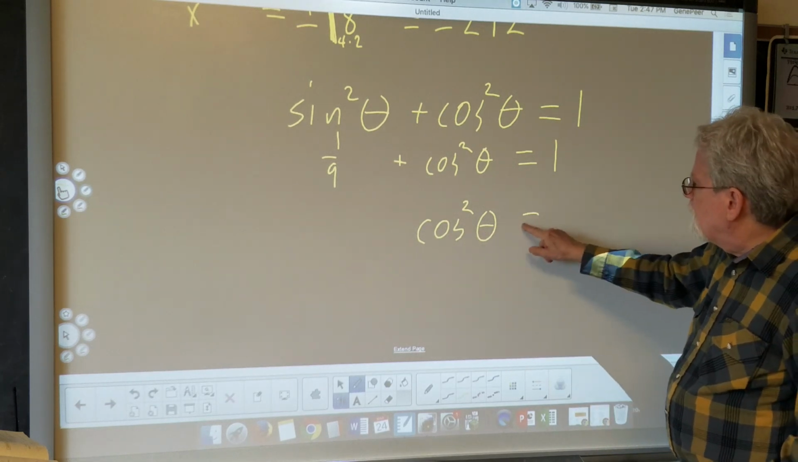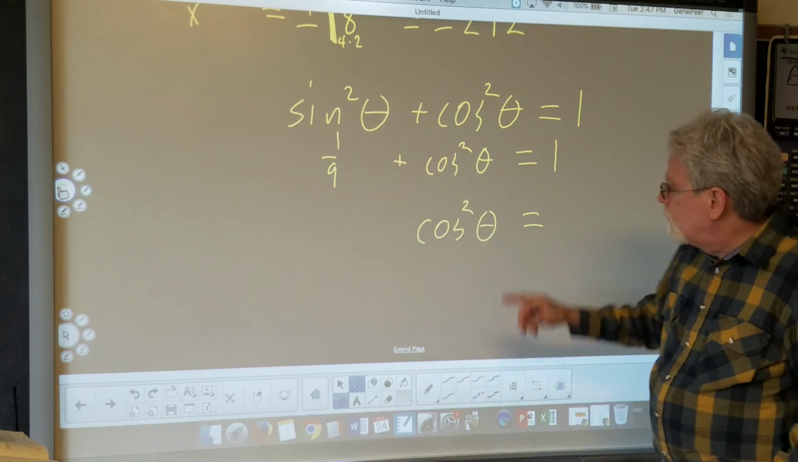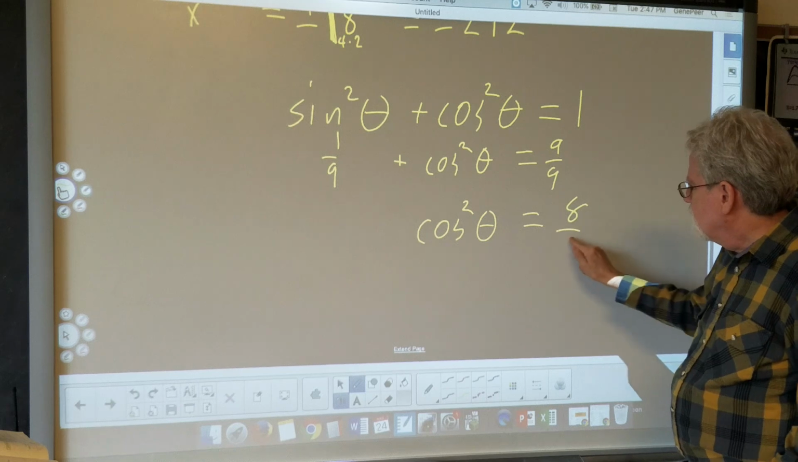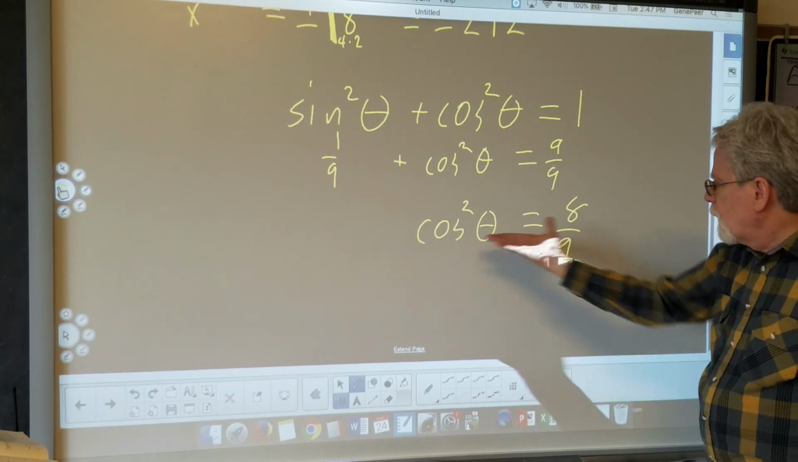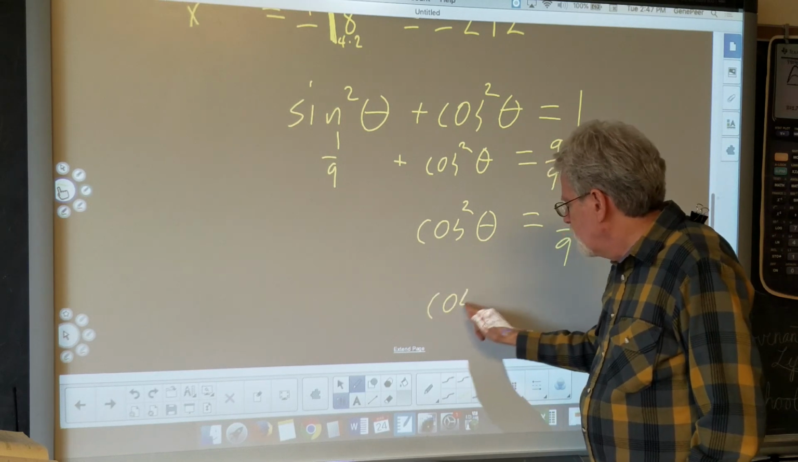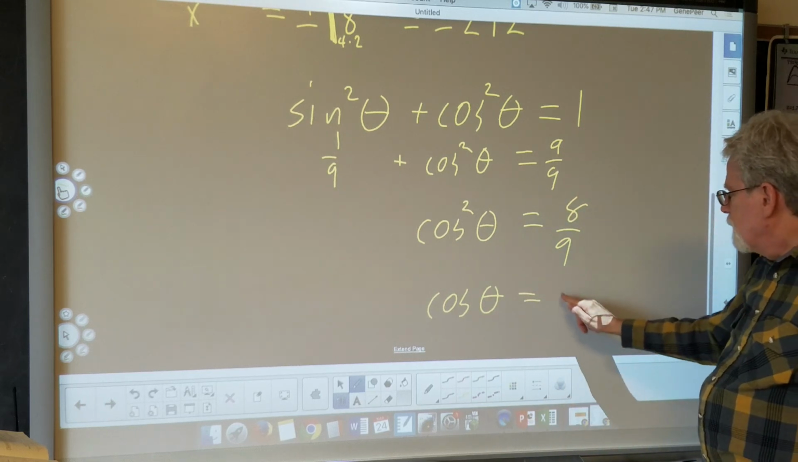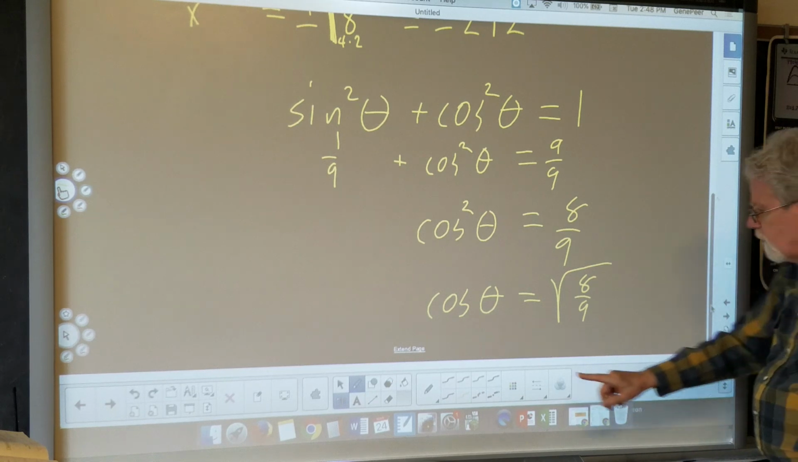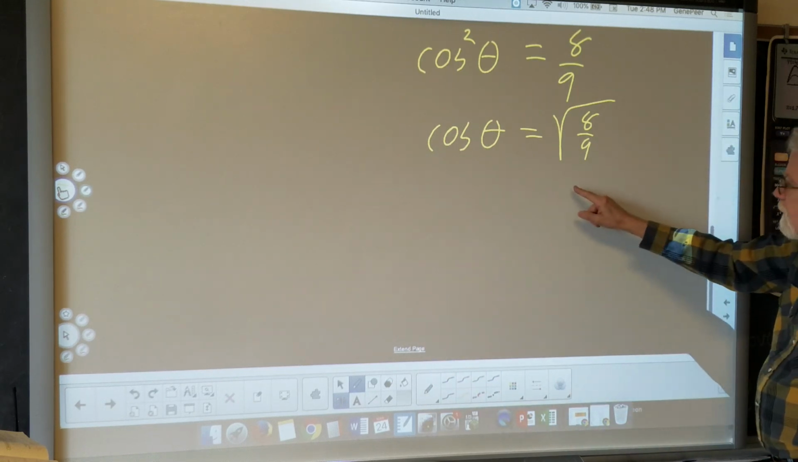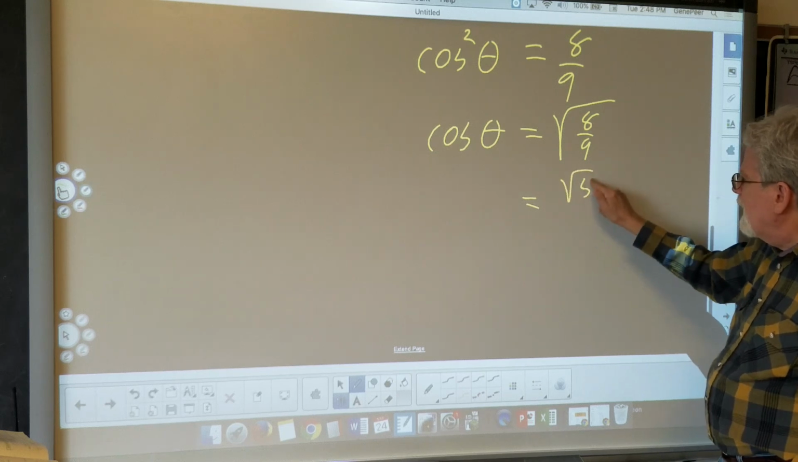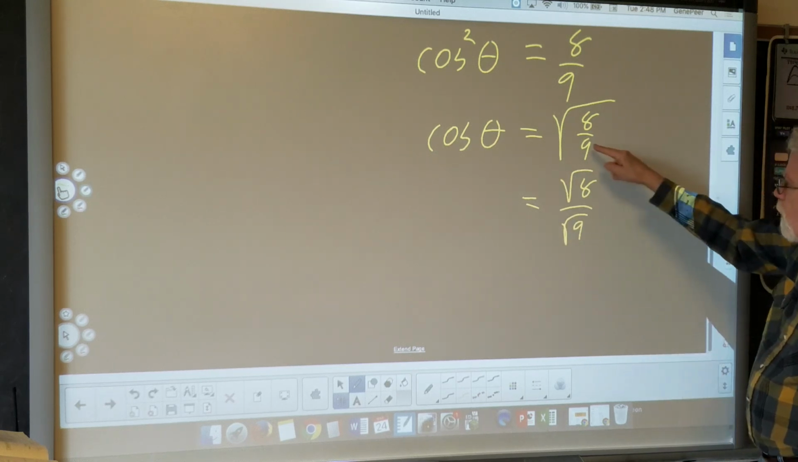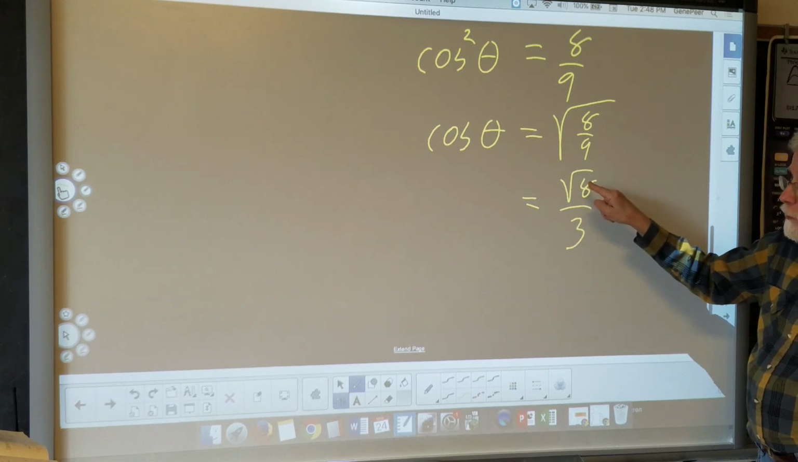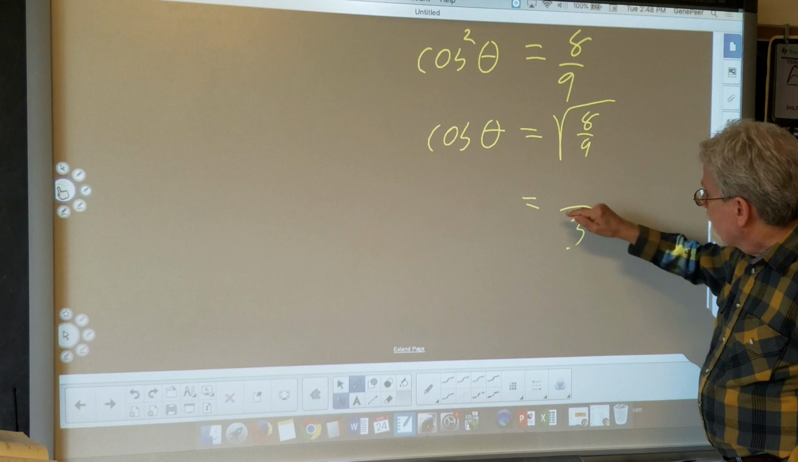So cosine squared theta equals, what's 1 minus 1/9? Well, what's 9/9 minus 1/9? That would be 8/9. Then take the square root of both sides. So cosine of theta must be the square root of 8/9, which we need to simplify. In your head, you think of it as square root of 8 over square root of 9. But square root of 9 is just plain 3. And square root of 8 is 2 square root of 2. Remember from the earlier example? 2 square root of 2.